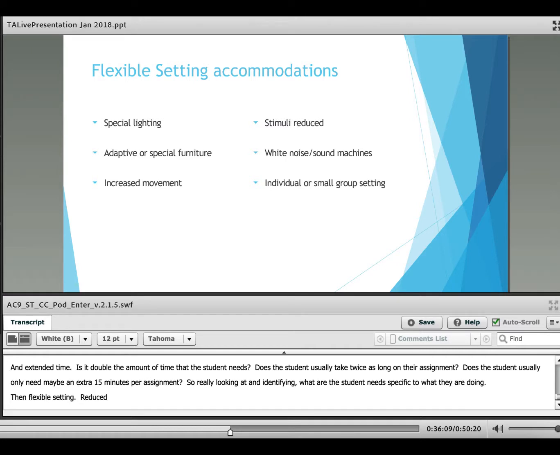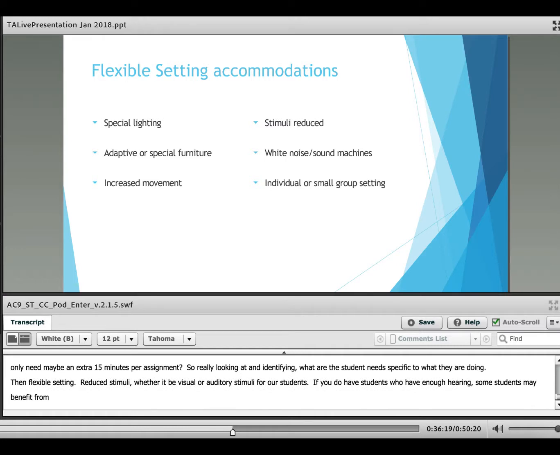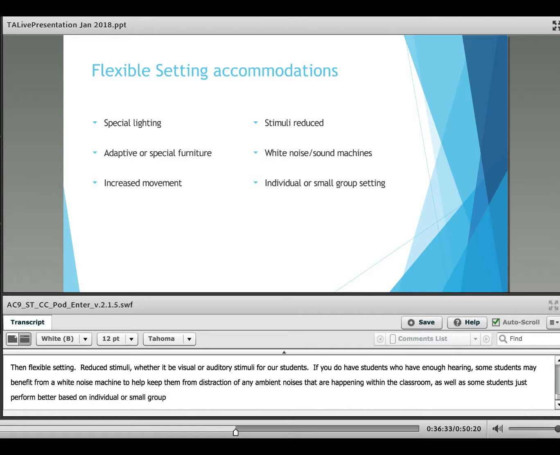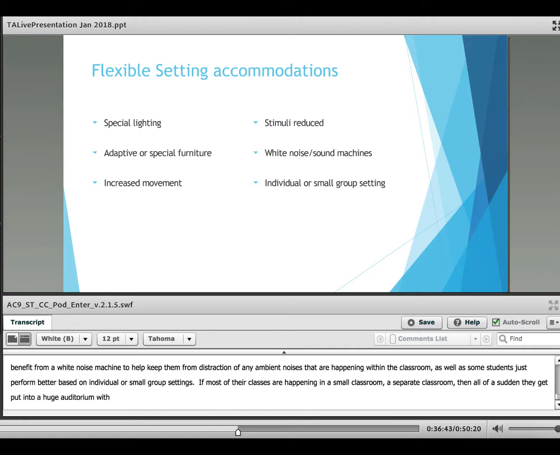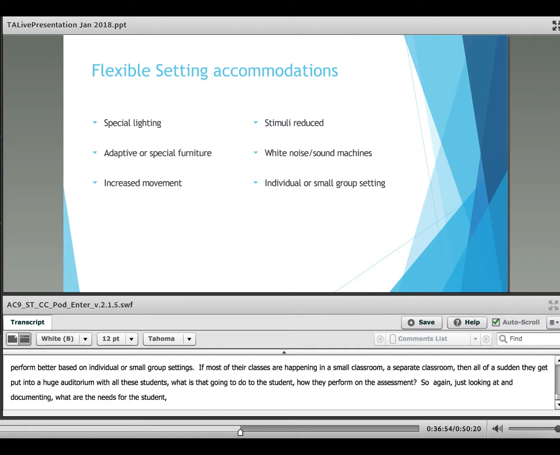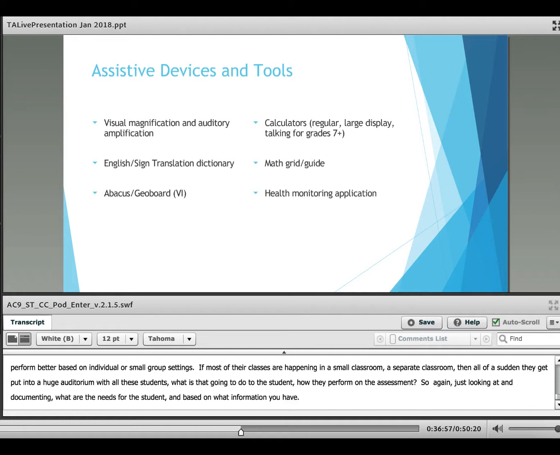And then flexible setting, reduce stimuli, whether it be visual or auditory stimuli for our students. If you do have students who have enough hearing, some students may benefit from a white noise machine to help keep them from distraction from any ambient noises that are happening within the classroom. As well as some students just perform better based on individual or small group settings. If most of their classes are happening in a small, separate classroom, then all of a sudden they get put into a huge auditorium with all these students, what is that going to do to the student, how they perform on the assessment? So again, just looking at and documenting what the needs are for the student, based on what information you have.